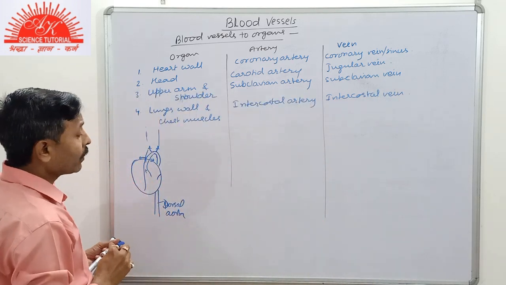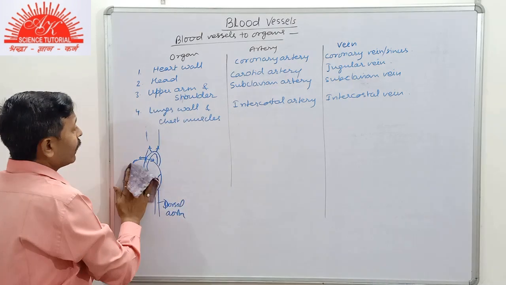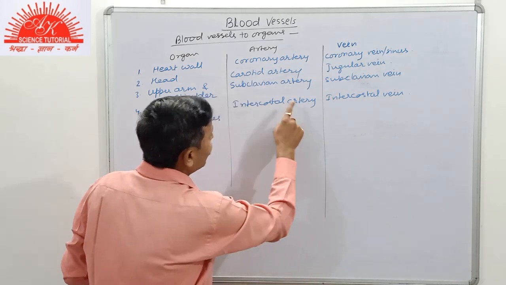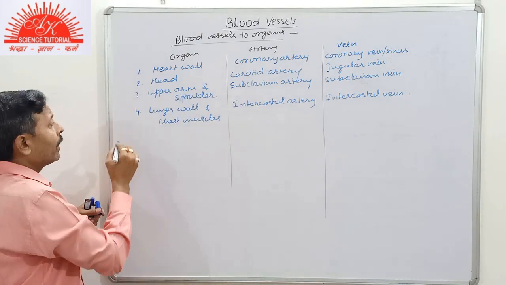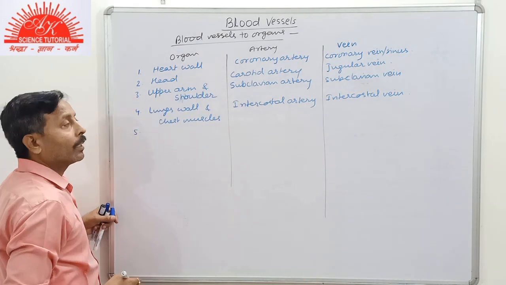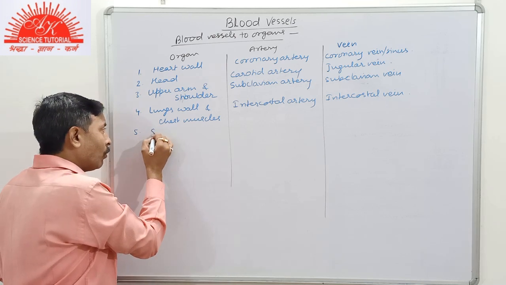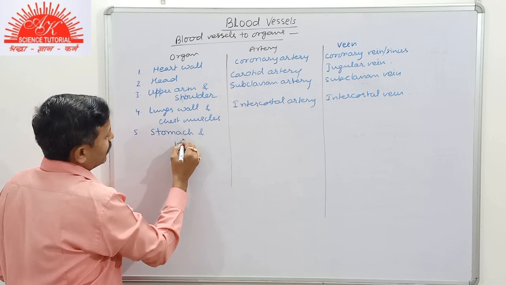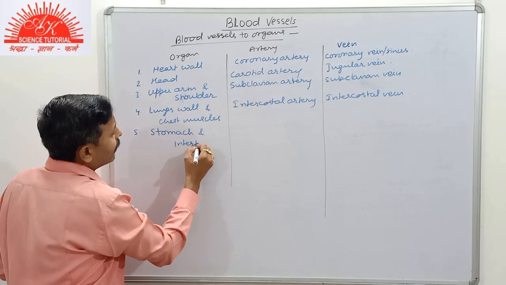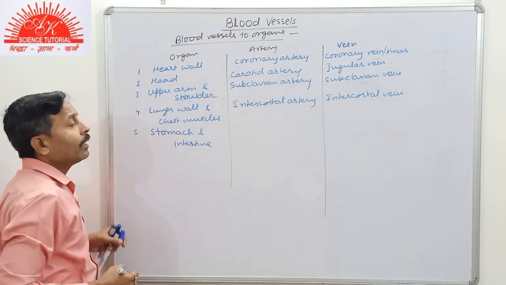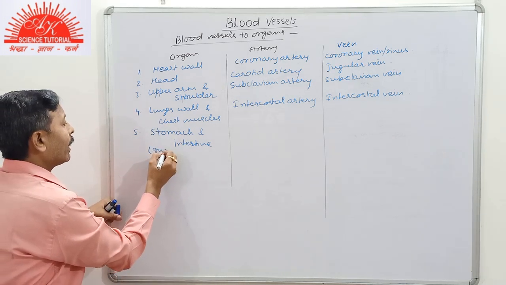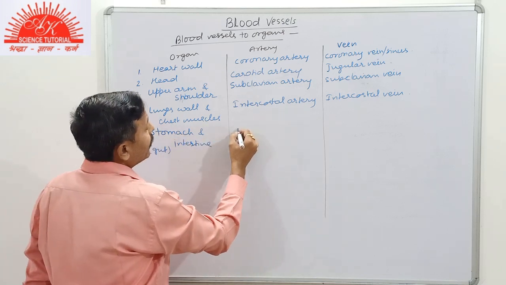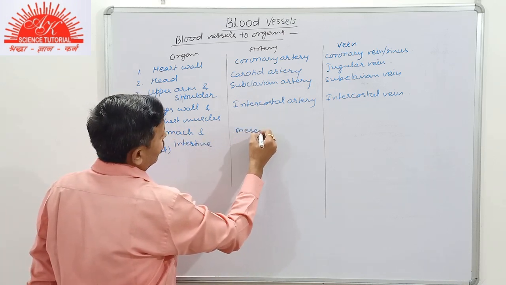We have studied that in between the rib cage or ribs, there are the intercostal muscles. So on the basis of that, the names are given: intercostal artery, intercostal vein. Now, then come down, it is the stomach and intestine. That is, collectively we can write that gut or alimentary canal. In the stomach and intestine, it is the mesenteric artery.